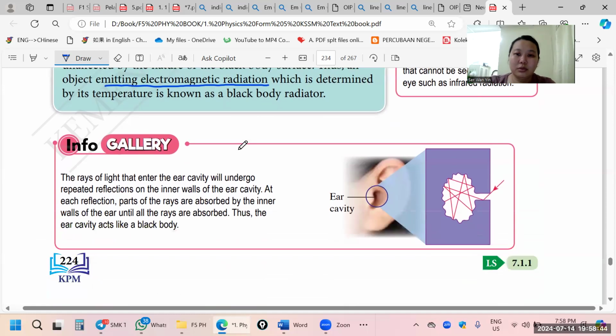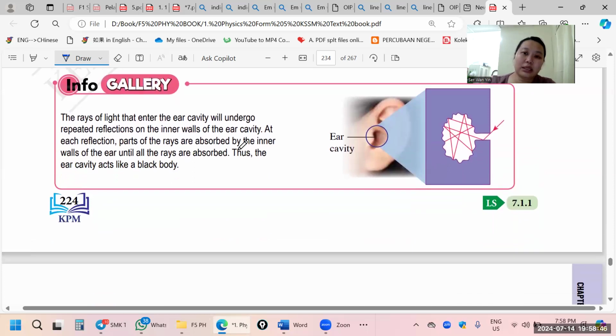Okay, so actually our ear can also be said to be a black body. When light enters the ear, it undergoes repeated reflection on the inner walls, and at the same time, it will reflect until it absorbs all of the light. So we can say the ear cavity is a black body.